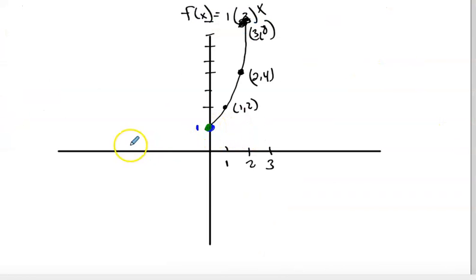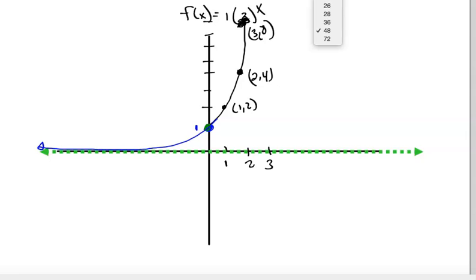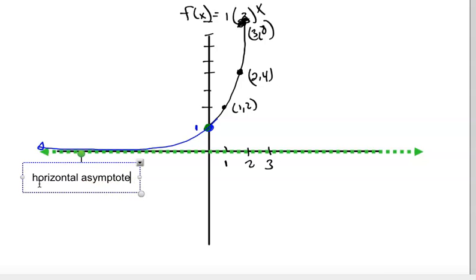This is actually never going to touch the x-axis. So in order to tell our readers that this will never touch the x-axis, we're going to draw a little dotted line there at the x-axis. And I'm going to continue my graph and say this graph is going to get so close to that x-axis in the negatives, but it will never touch. And me drawing this line will tell our readers that. So that line does have a name, and I challenge you to pronounce it. It's called a horizontal asymptote.